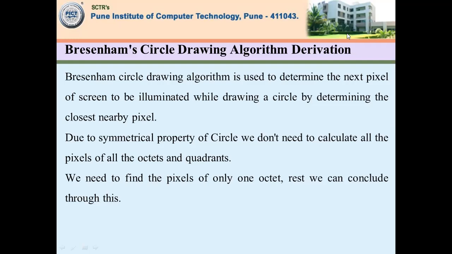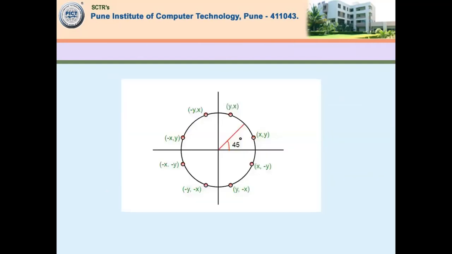Okay, we are going to divide a circle into octants and quadrants. Fine, you know there are 4 quadrants already. We are going to again divide each quadrant into two parts like that. So we need to find the pixels of only one octant, and the rest we can conclude from this. You just need to calculate the pixels for one octant only, remember. So this is the circle, and this is the 45-degree angle, and this is the radius of the circle.